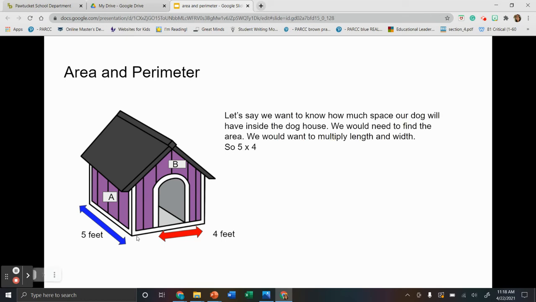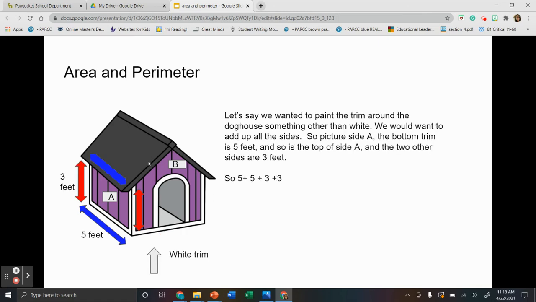So we would measure length times width, okay? And we would know that the area is 20 feet, okay? But we're going to go over that. But let's say we want to paint the wall, right? We would have to find the area of this side of the wall. So we would do this length and width, okay? Even with the roof, there's length and width. Okay, so here we're talking about the perimeter.